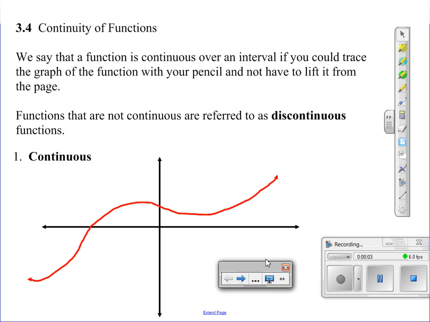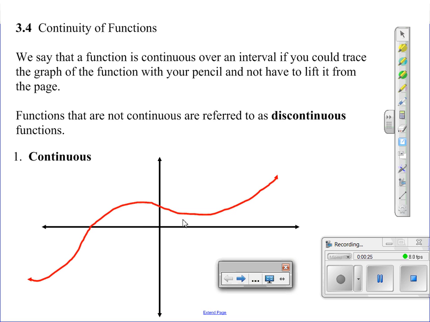Section 3.4 is all about the continuity of functions, and we've already talked about functions being continuous or discontinuous when we looked at limits. When you look at both sides of an x value, if the function doesn't come to the same place, then the graph is not continuous. So let's just look at some.